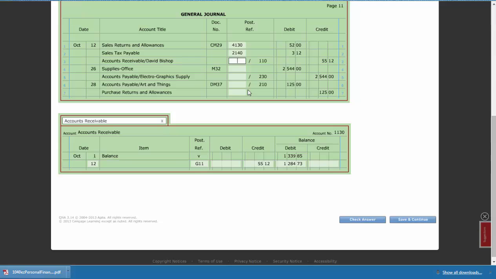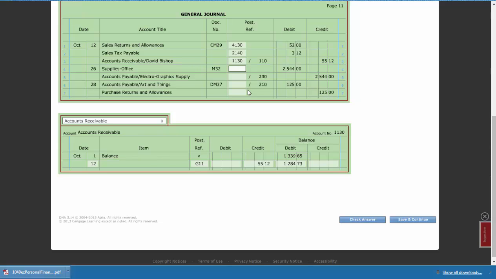So now my new balance is $1,284.73, and account number 1130 goes back up the top. Now, this is one of the things I don't like about this assignment. We had already posted to David Bishop.